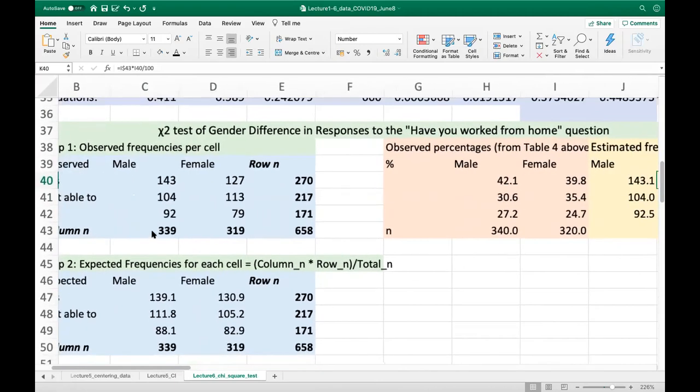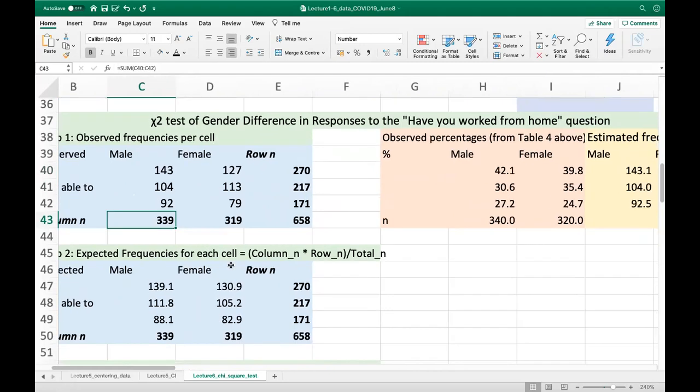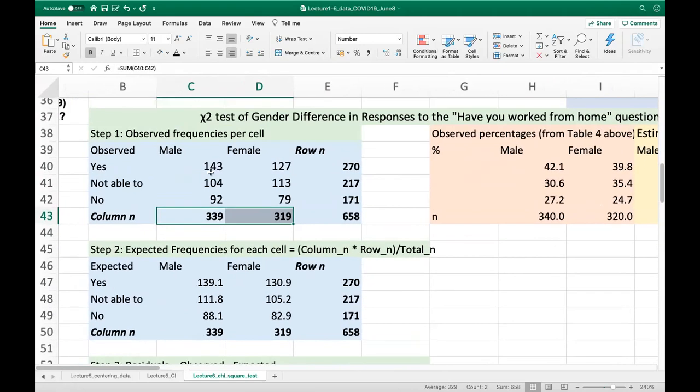Now you can see that the total number of participants is different from what they actually told us. We have 339 and 319. Who knows, maybe some rounding. But to make sure that we don't use these 340 and 320, we use our own estimates. Now this is the observed frequency per cell. So this is the observed frequency table.